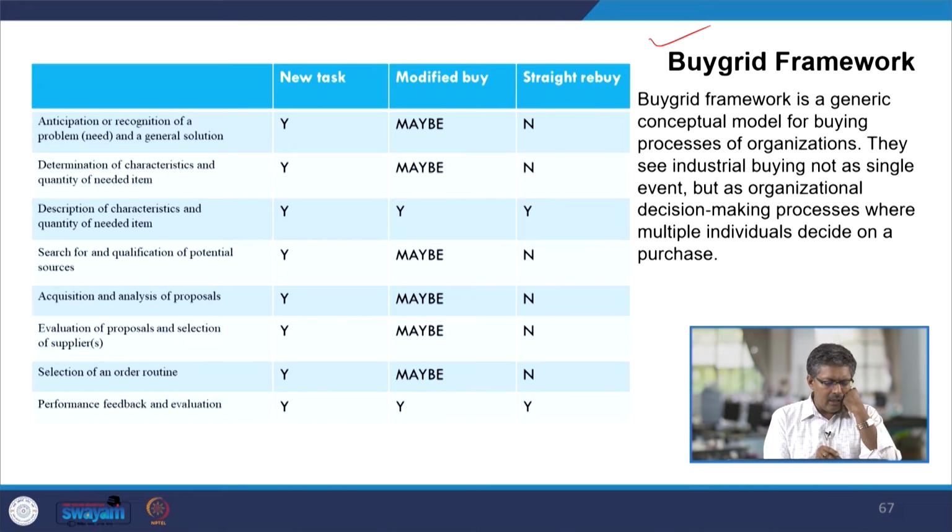Now, if you look at this Buygrid framework, you look at the anticipation or recognition of a problem, and the next thing that we would like to discuss as per the SATS model is conflict resolution. Now, as we have already discussed, if there are people in an organization and it is a large organization, there is bound to be some conflict or the other. So, the author, Dr. Jagdish Seth, says that conflict resolution is a very important thing that organizations need to understand, right.